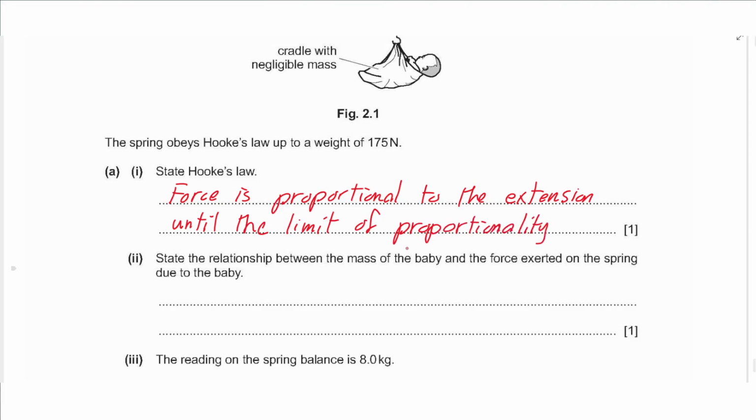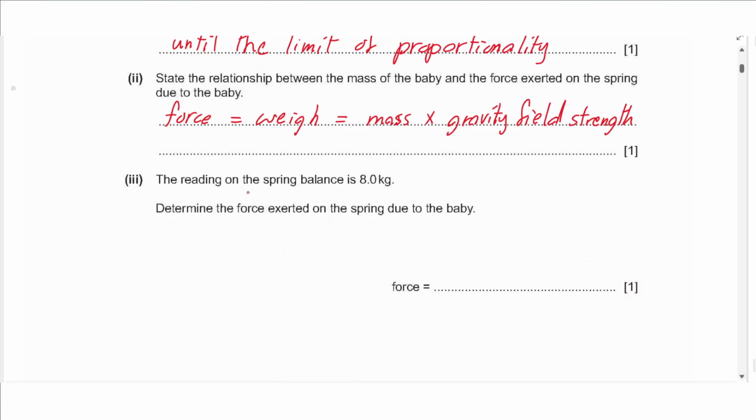A(ii) says, state the relationship between the mass of the baby and the force exerted on the spring due to the baby. We can say that the force is equal to the weight, which is equal to the mass multiplied by gravity field strength or gravity acceleration. A(iii) says the reading on the spring balance is 8 kilograms. Determine the force exerted on the spring due to the baby. So we use the above mentioned equation. W equals mg. So we multiply the mass 8.0 times 9.8. That gives an approximate value of 78.4 newtons.